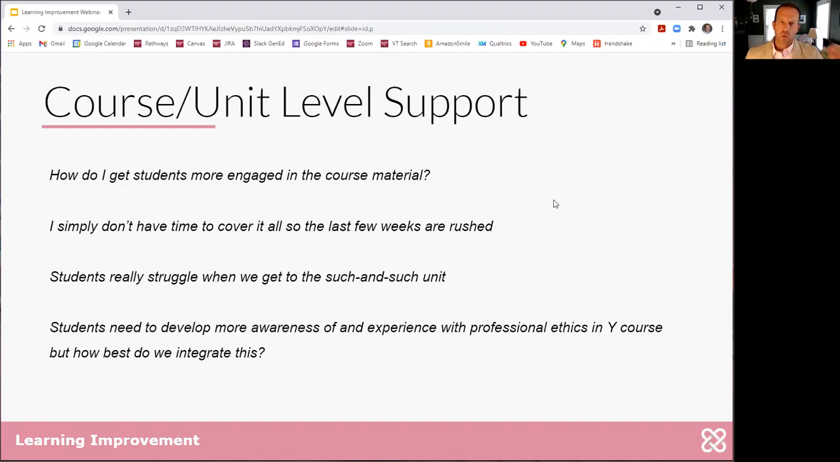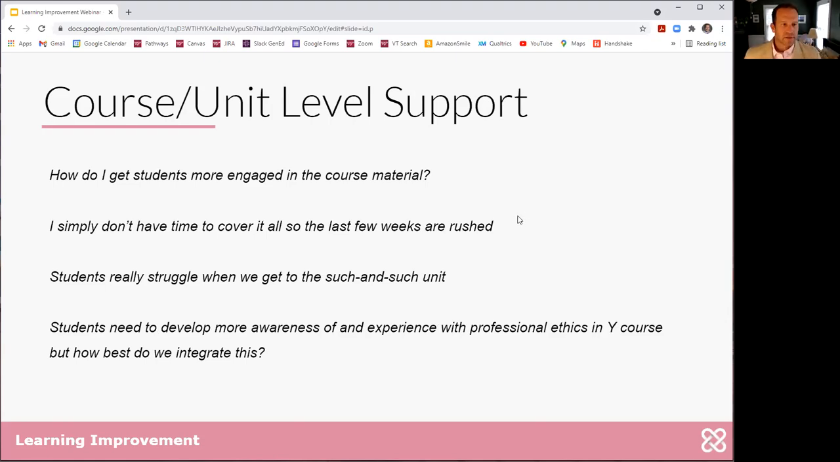Students really struggle when we get to the such and such unit. So again, that's kind of like what we did today. There's a unit that's really bogging them down. Let's step back at the objectives and then also think about how that unit fits into the bigger picture. Is it that the unit's too short? Is it necessary? All sorts of good things.